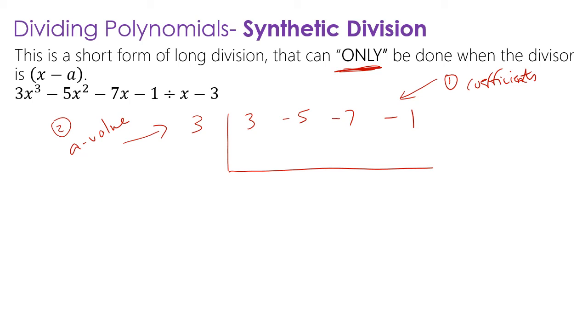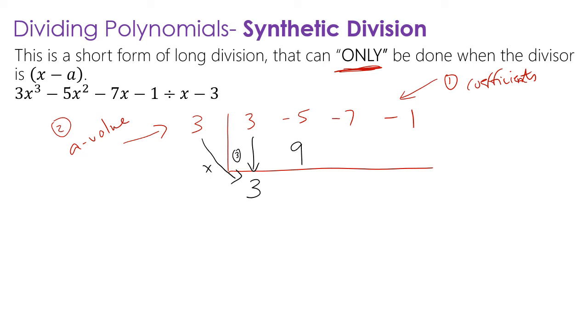Step number 3, bring that 3 down. And I'm going to show you some arrows to kind of guide you what to do. You don't have to do these arrows from now on. So what you do is you do this times this. 3 times 3 is 9.